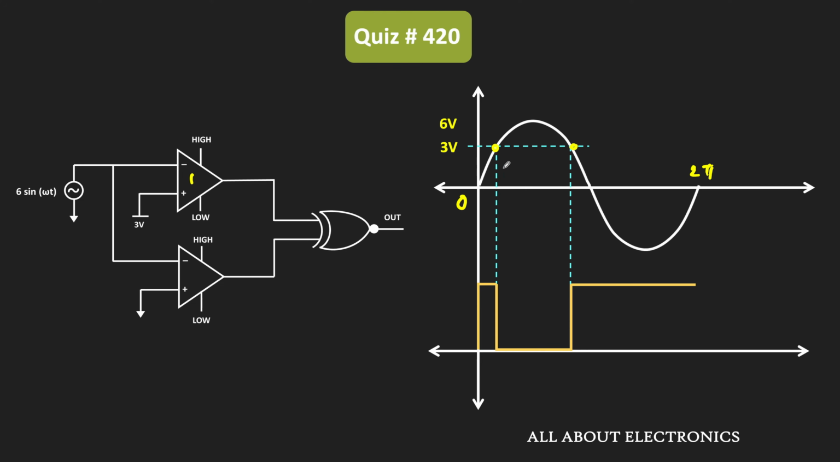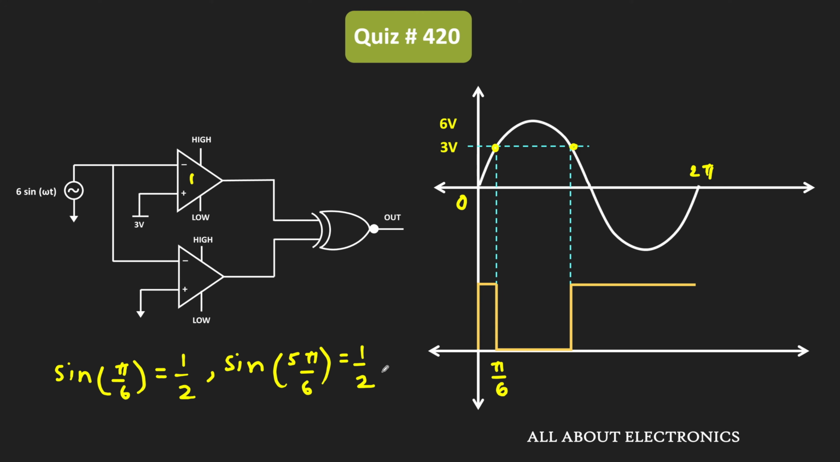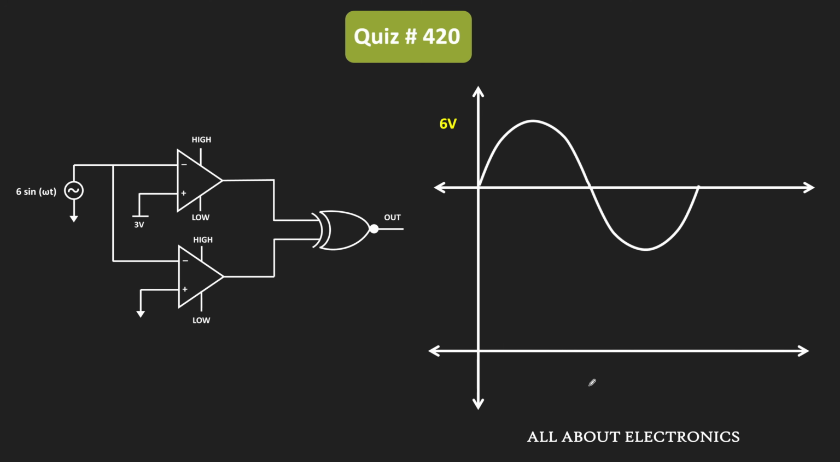As you know, for the sine wave, sine pi by 6, or sine 30 degrees, is equal to 1 by 2. That means at this point the input signal amplitude is half of the maximum amplitude, so this point corresponds to pi by 6. Similarly, at 5 pi by 6, the amplitude of the sine wave is again 1 by 2, so this point corresponds to 5 pi by 6. That means from pi by 6 to 5 pi by 6, the output of the first comparator will be low. Similarly, now let us find the output of the second comparator.